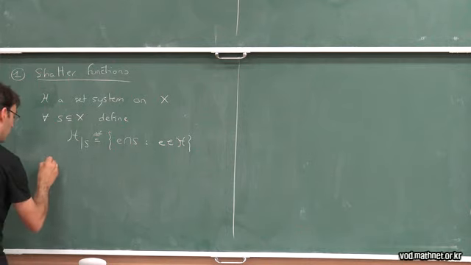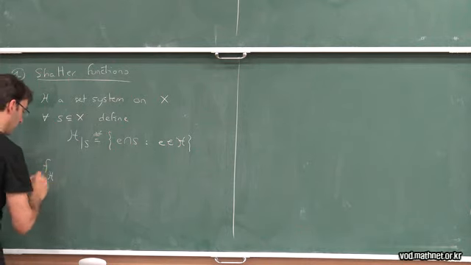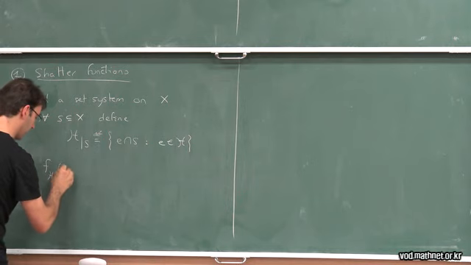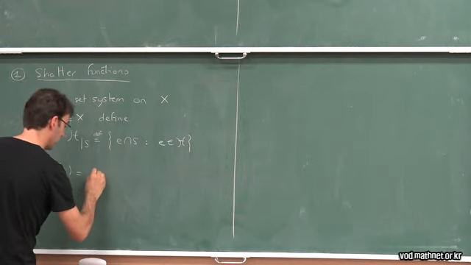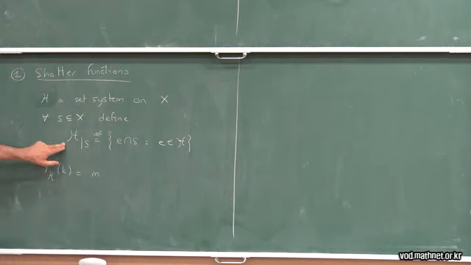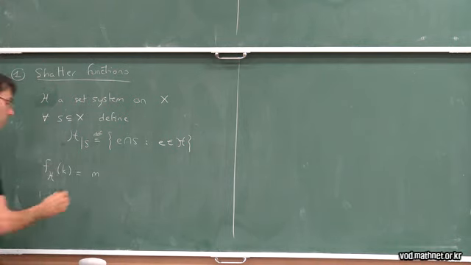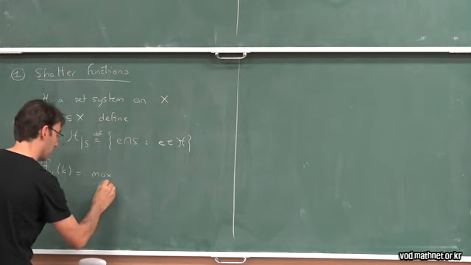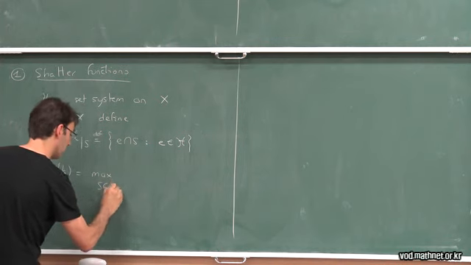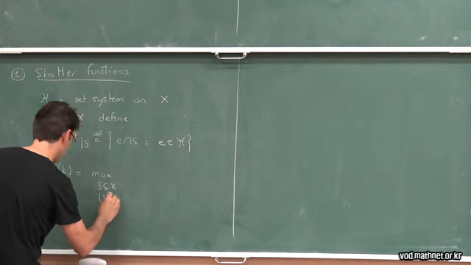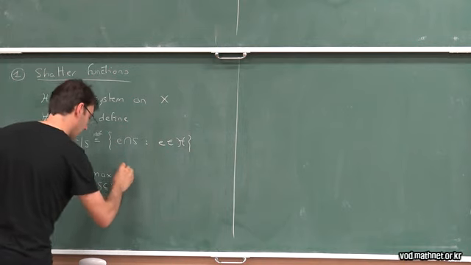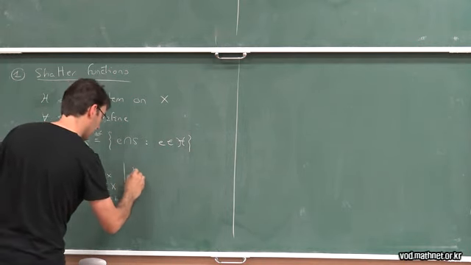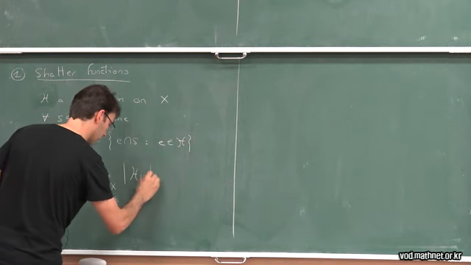And the shatter function f_H of k is defined as you just look at the largest possible such trace. So you look at the maximum over S in X, size of S equal to k, of the size of this hypergraph, the trace of H on S.